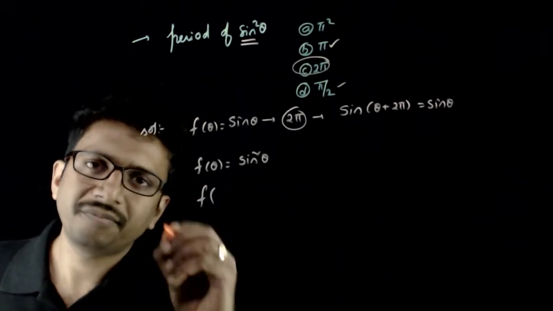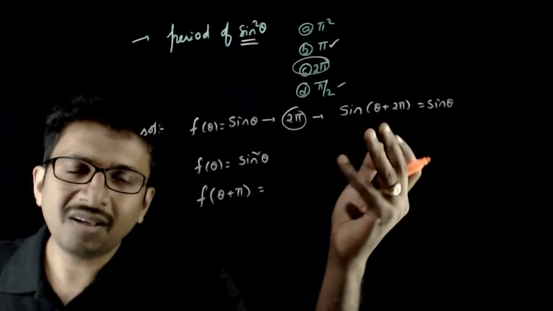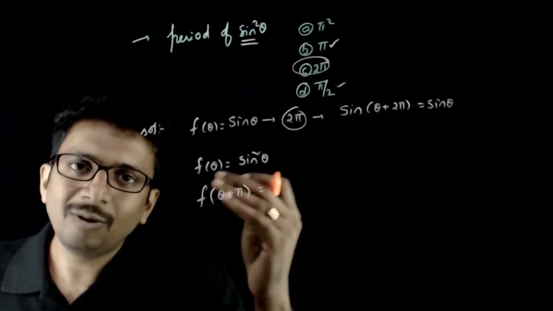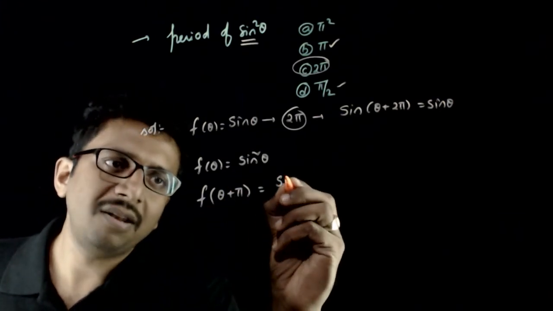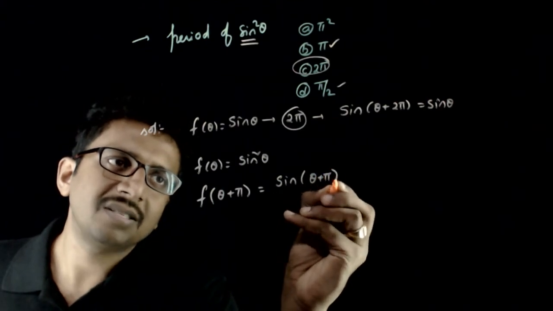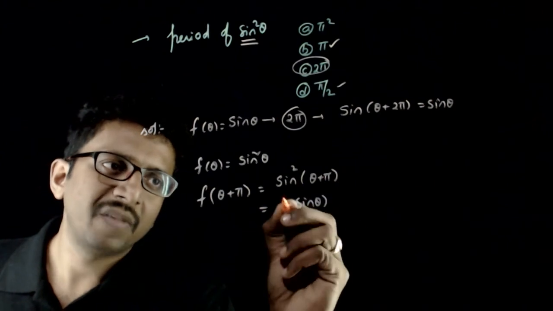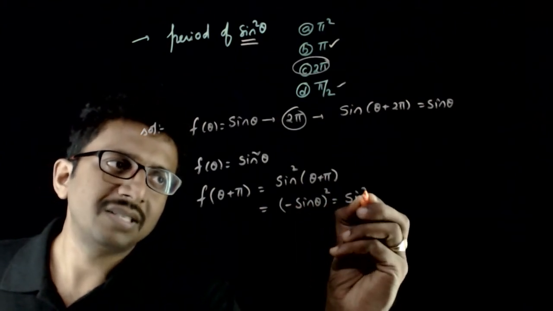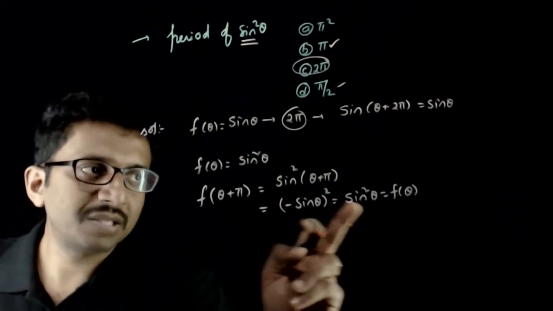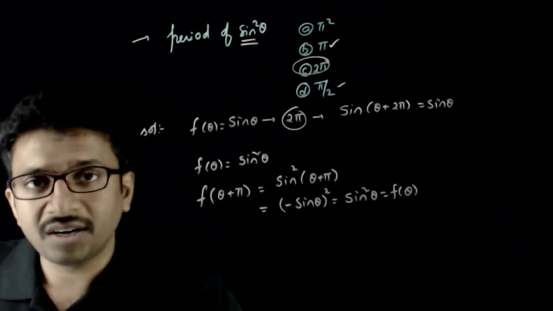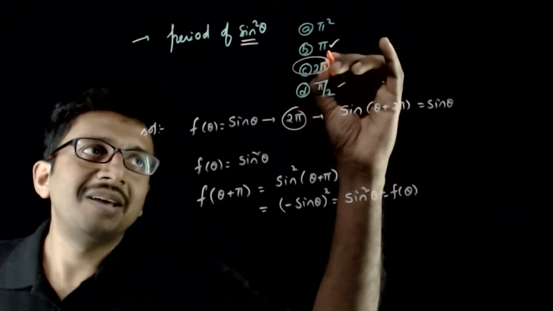So what is f of theta plus pi? Because 2 pi is already a period, we need to go to lower values, that is 2 pi by 2. So let us check whether pi is a period or not. So f of theta plus pi is sine of theta plus pi whole square. But sine of pi plus theta is minus sine theta, whole square, that is equal to sine square theta, which is equal to f of theta. So f of theta plus pi turned out to be f of theta. That means pi is also a period.